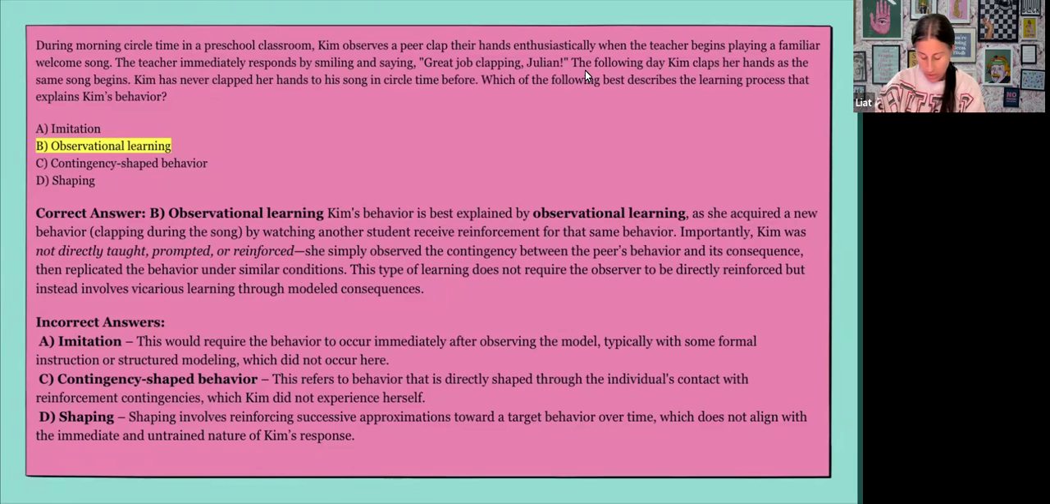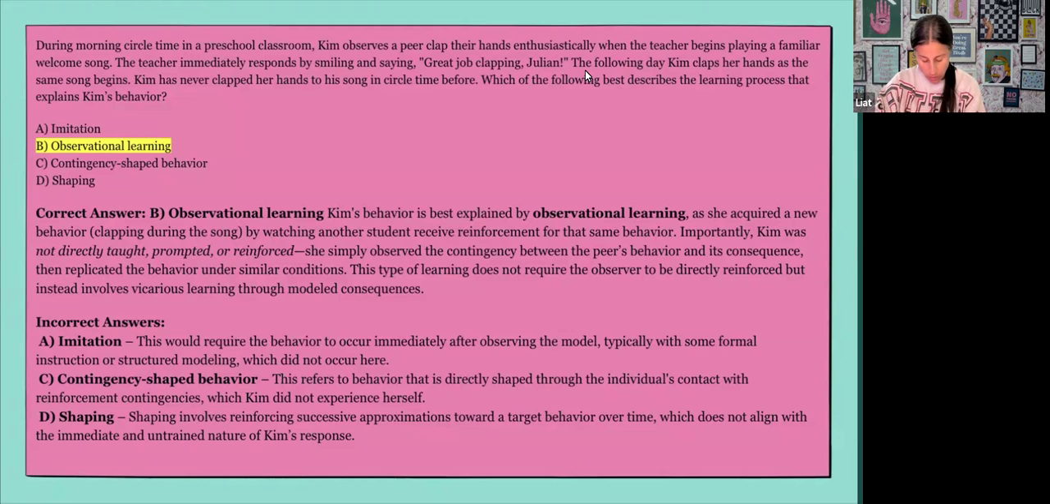The correct answer is observational learning because Kim's behavior is best explained by observational learning as she has acquired a new behavior, clapping during the song, by watching another student receive reinforcement for that same behavior. Importantly, Kim was not directly taught, prompted, or reinforced. She simply observed the contingency between the peer's behavior and the consequence, then replicated the behavior under similar conditions. This type of learning does not require the observer to be directly reinforced, but instead involves vicarious learning through modeled consequences. So why are the other ones incorrect?